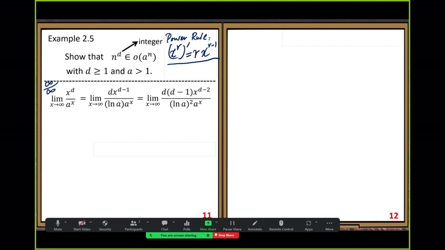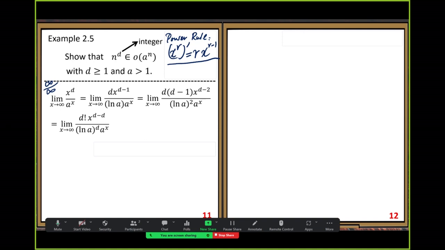We keep going until it is not an indeterminate form anymore. That is the place where we need to stop. Let's look at this step.